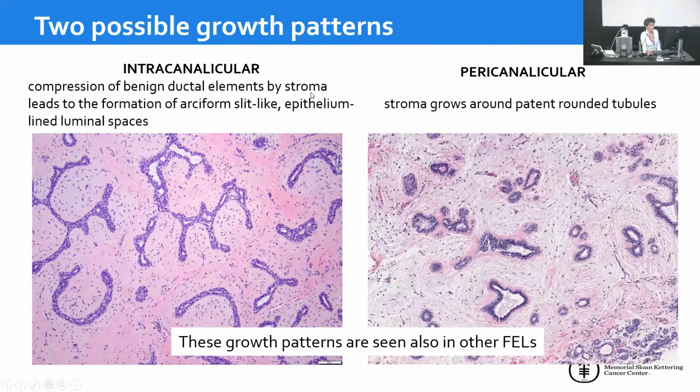Now, we always talk in general for fibroadenoma, but also in general for all fibroepithelial lesions. We distinguish between the intracanalicular and pericanalicular growth pattern. This on the left is the intracanalicular pattern with compression of the benign ductal elements by the expanded stroma that leads to the formation of these slit-like epithelium-lined luminal spaces. On the right, the stroma grows more around the tubules, the glands, and the lumen remains patent. And this is described as pericanalicular pattern.